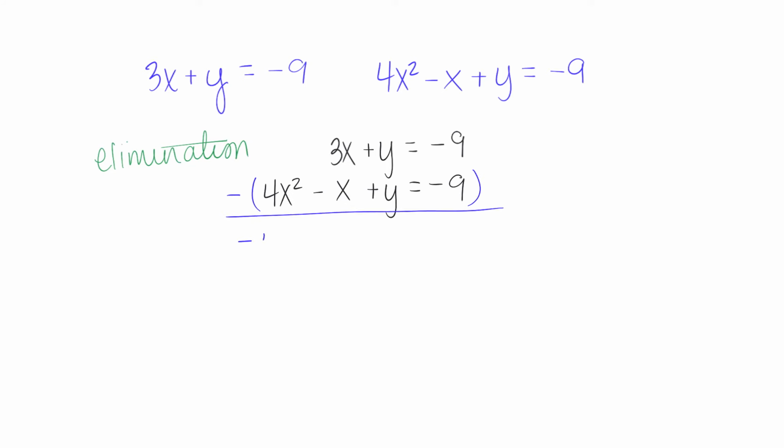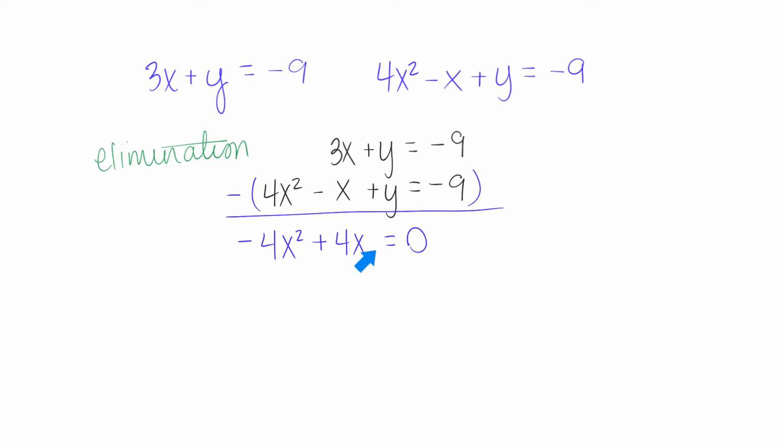-4x squared. 3x minus -x is 4x. Y minus y is 0. -9 minus -9 is 0, right? Okay, so this one is a quadratic.